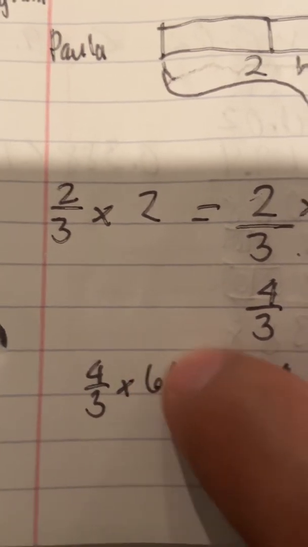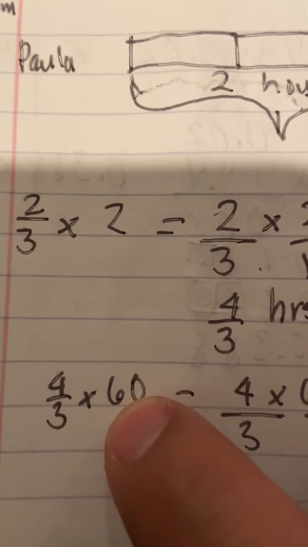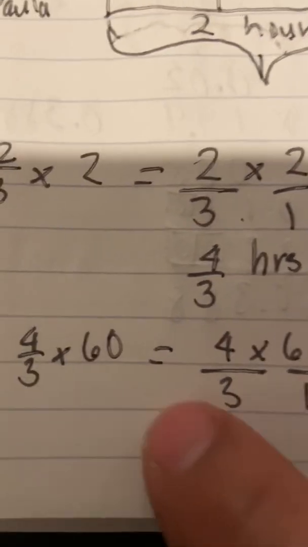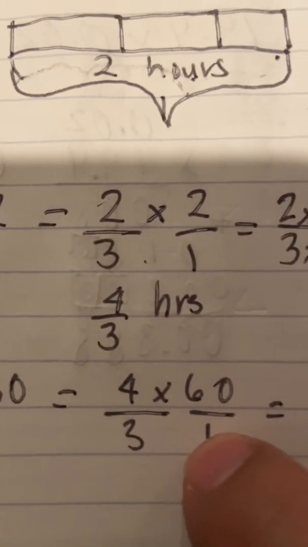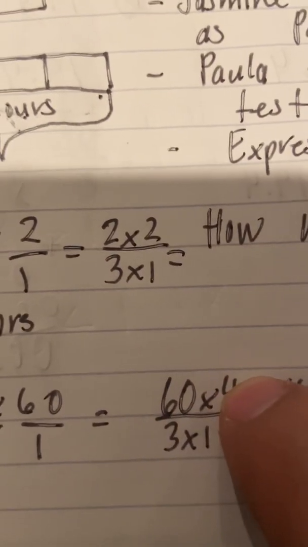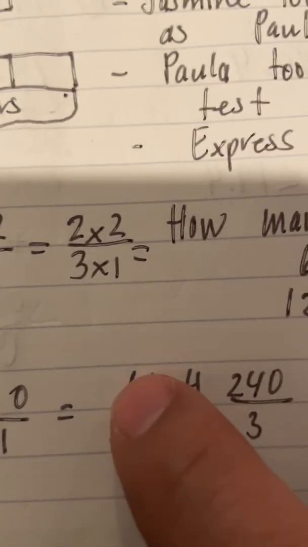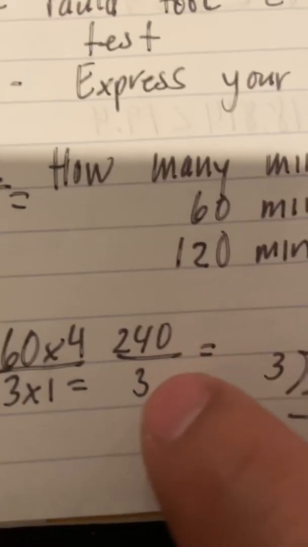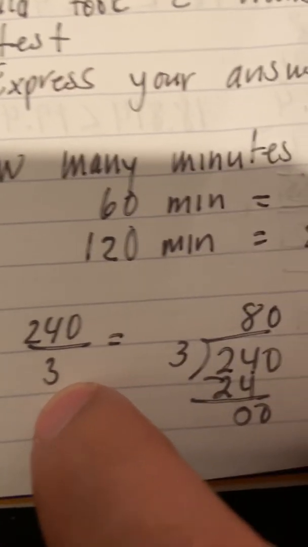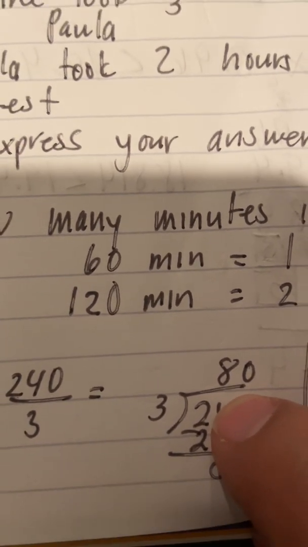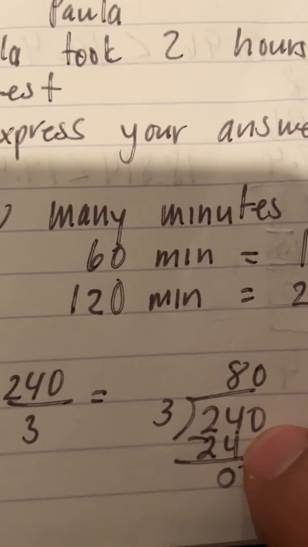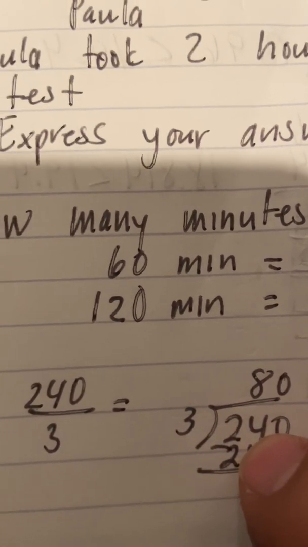So 4/3 times the 60 minutes, because there are 60 minutes in an hour. 4 times 60, 3 times 1. There's no denominator, so we're going to put a 1. 60 times 4 is 240, and 3 times 1 is 3. We want to find out how many minutes that is, because they want us to express it in minutes, not hours. So 240 minutes, divide by 3, because we have 3 units.